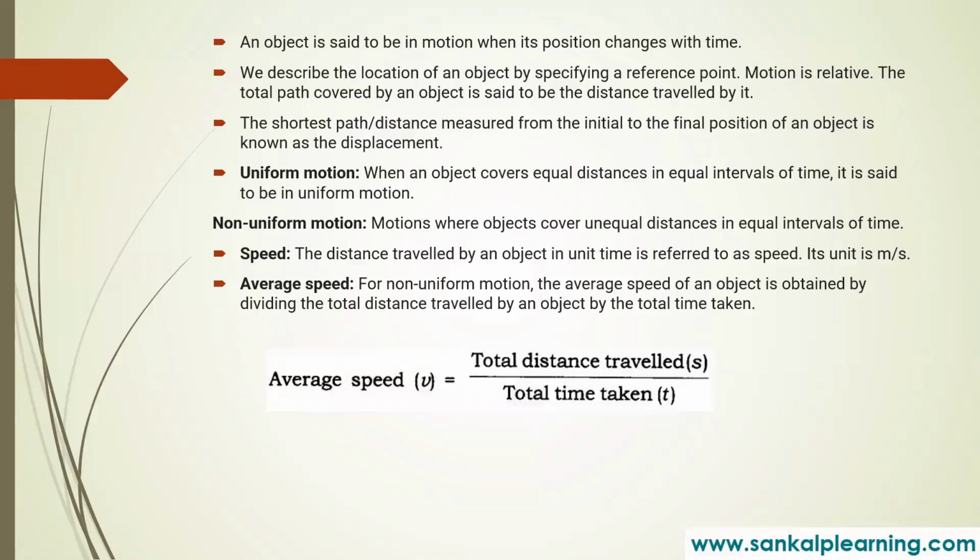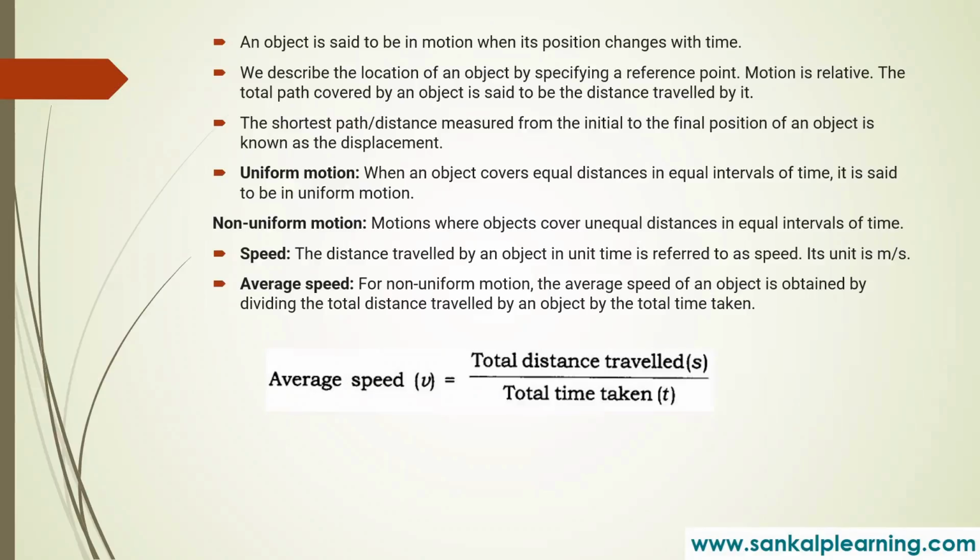Why motion and rest are called relative terms here: because motion is one physical quantity, where the body is changing its position with respect to time. And what is rest? When the body is not changing its position with respect to time, it is called rest. So the absence of motion is rest, the absence of rest is motion. Therefore they are called relative terms.